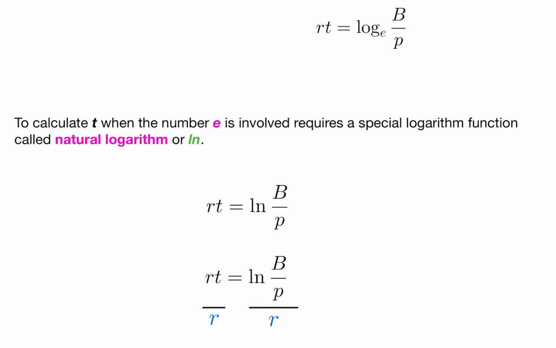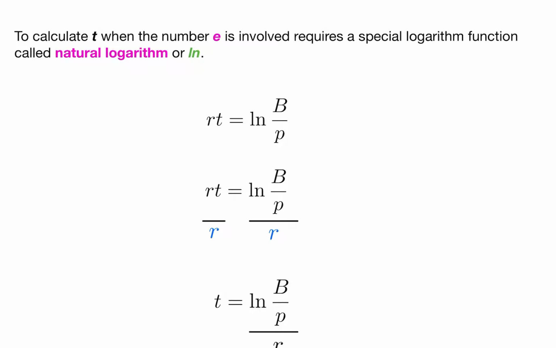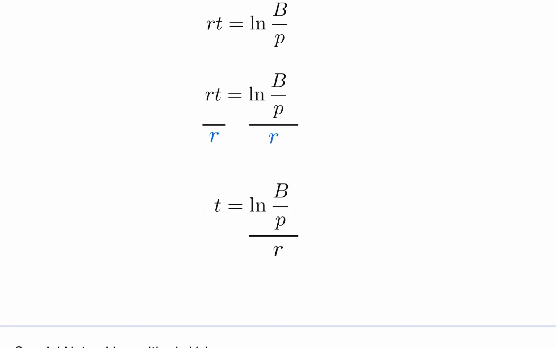So we could essentially take this equation and replace log base e with natural log, okay? So if we were to replace that, then RT is going to equal the natural log of b over p. And dividing both sides by r, we are able to isolate t, and now t is going to be equal to the natural log of b over p, all divided by r, okay? So this calculation is a little bit easier because we're using natural log.